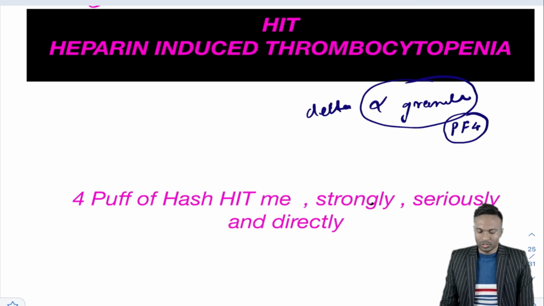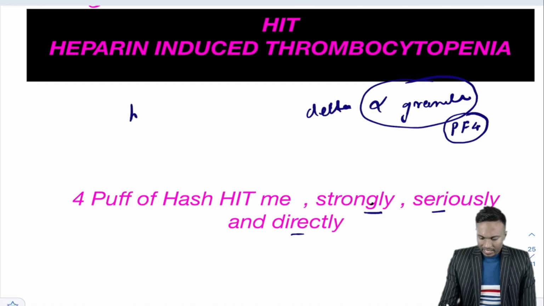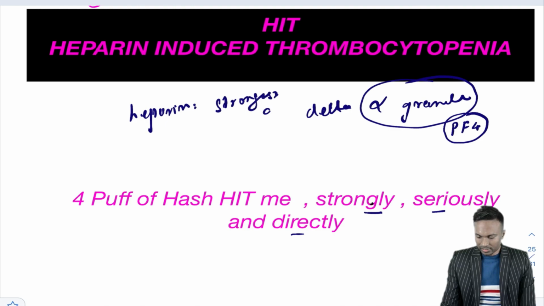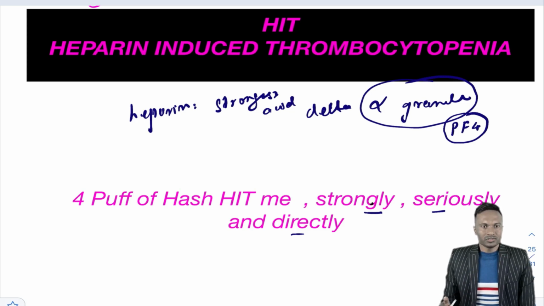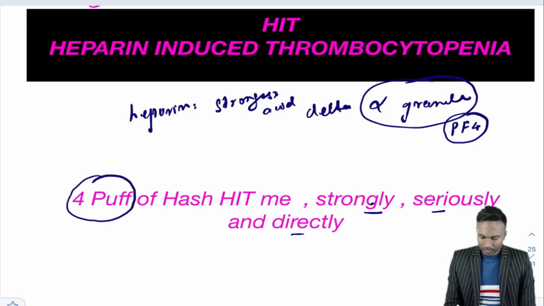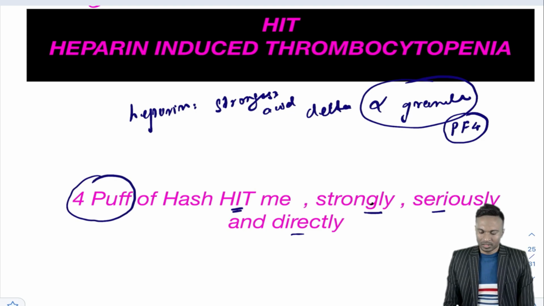So what is the mnemonic to remember this part, and other events related to heparin? The mnemonic is 4 puff of hash. Hit me strongly, seriously, directly. You also know that heparin is the strongest acid of the body, right? So it will need an antidote in the form of the strongest base, that will be protamine, right? We will discuss that part later. 4 puff is related to HIT, right? 4 puff means platelet factor 4.